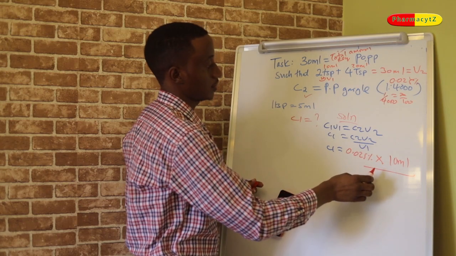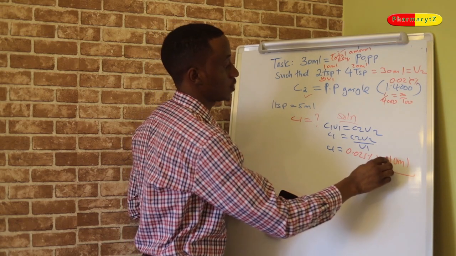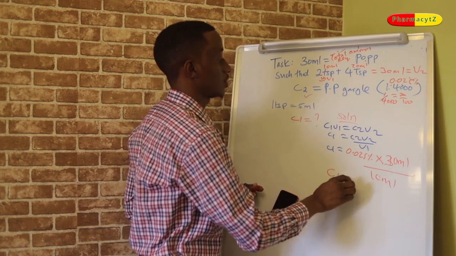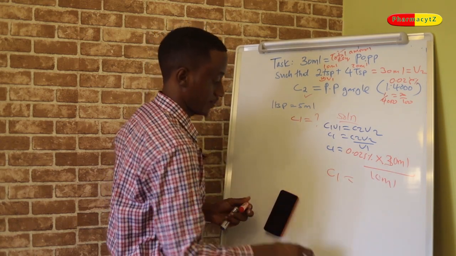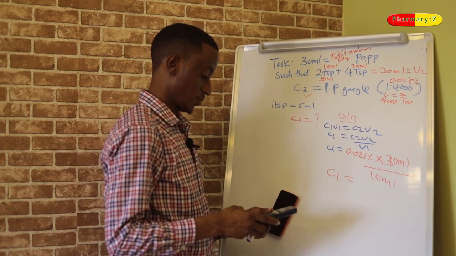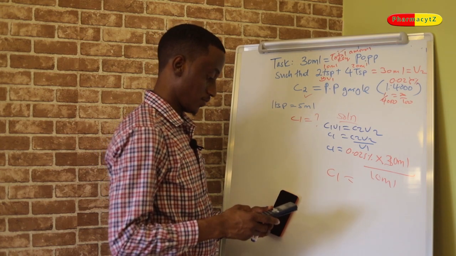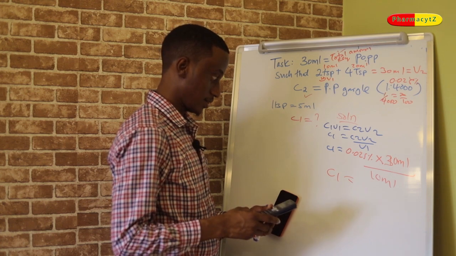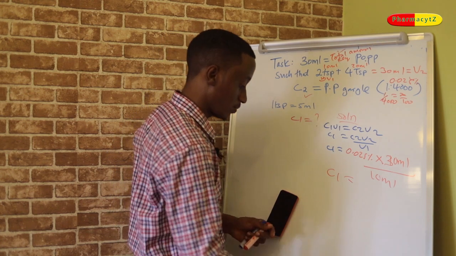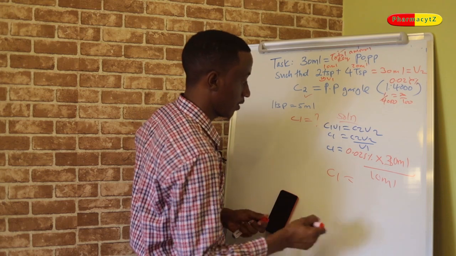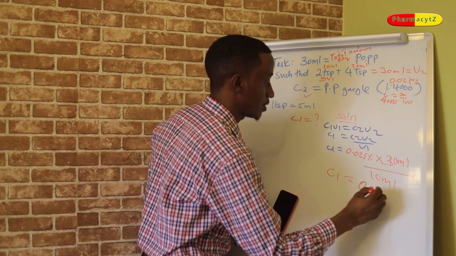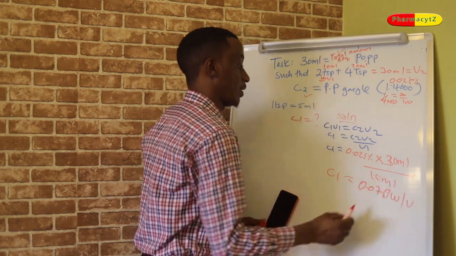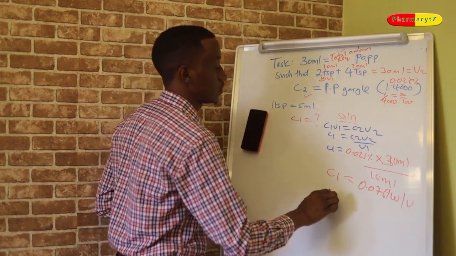So volume 2 was 30 and volume 1 was 10. Okay, so concentration 1 is 0.025 times 30 divided by 10, that is 0.075. That is 0.075% weight in volume. So that is the initial concentration.